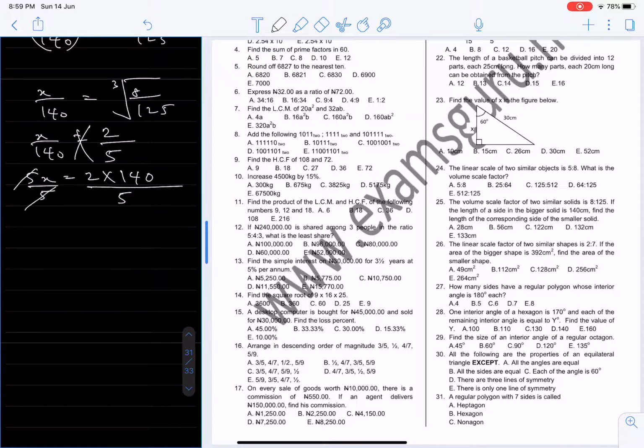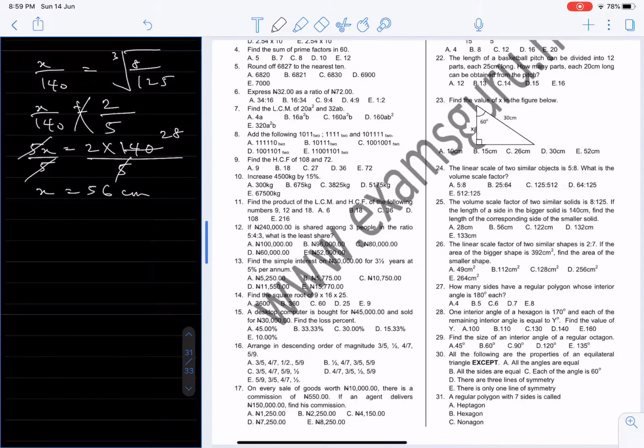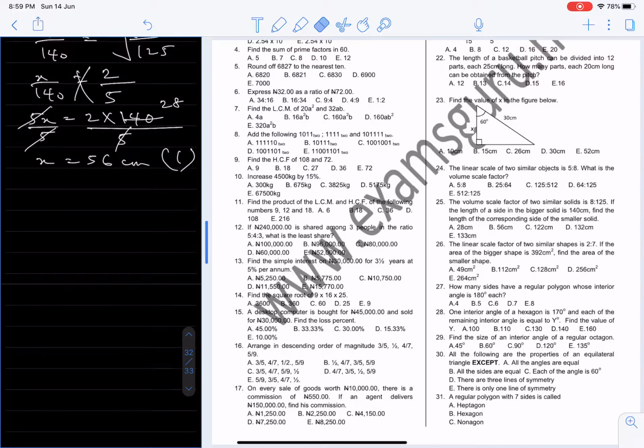5 here 1, 5 here 1. So x equals 5 in 140. 5 in 14 is 2, remaining 4, 5 in 40 is 8. That's 2 times 28, which is 56 centimeters. That means the small length is 56 centimeters, and the correct option is B. Now to the next.